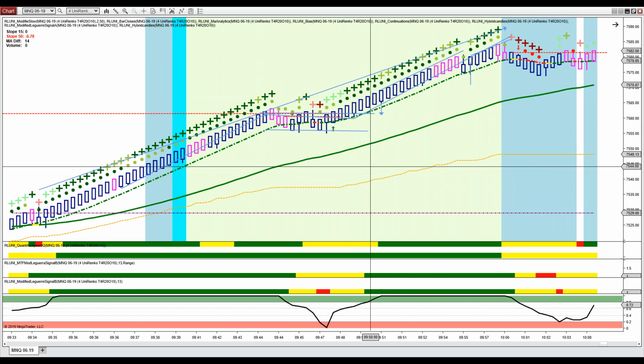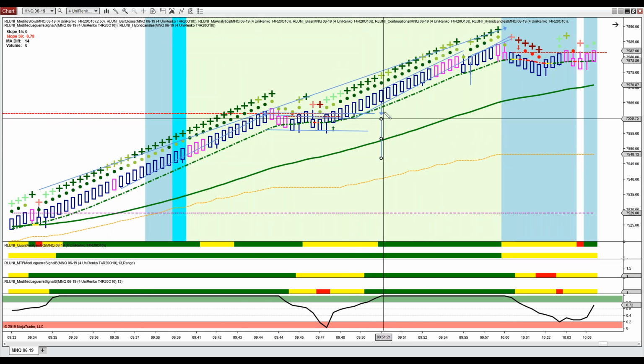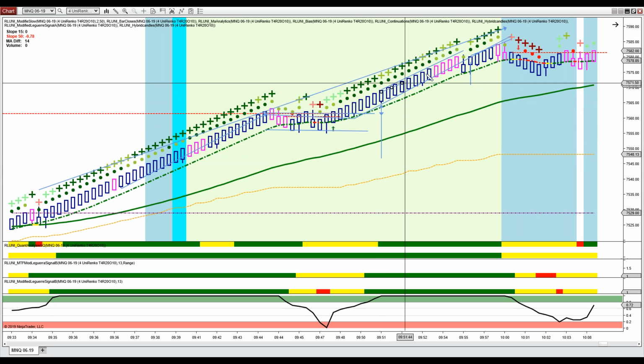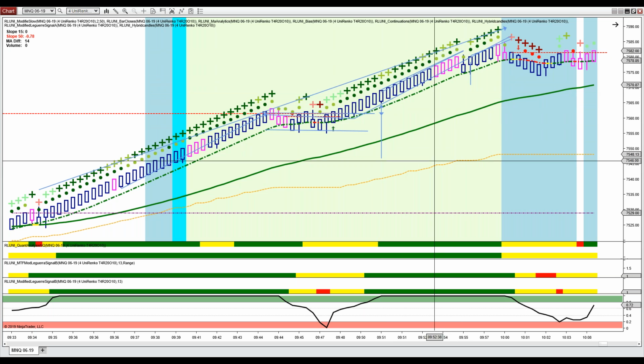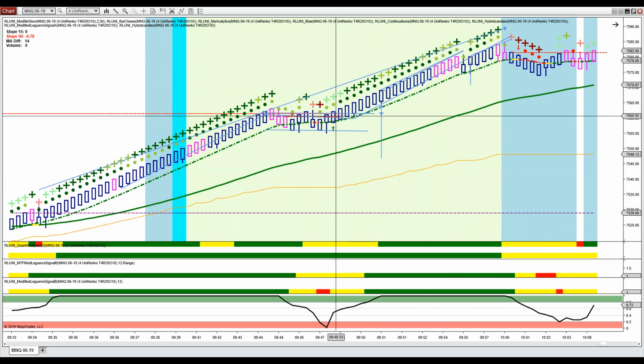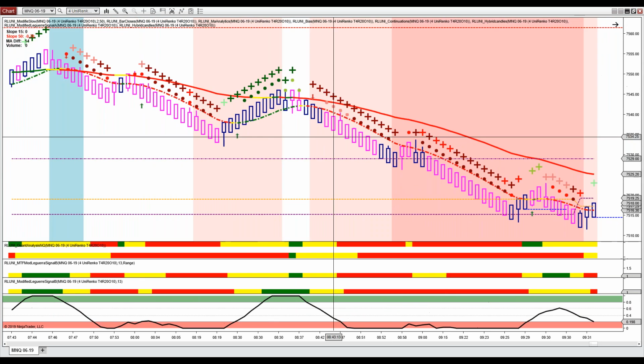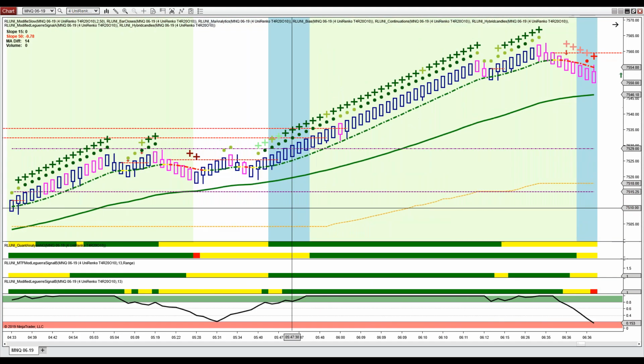Now, we didn't get a trade until right here, but it's a trade out of consolidation, and it's a real good one. And we're going to create a consolidation indicator. And I'll just go back a couple of more days.